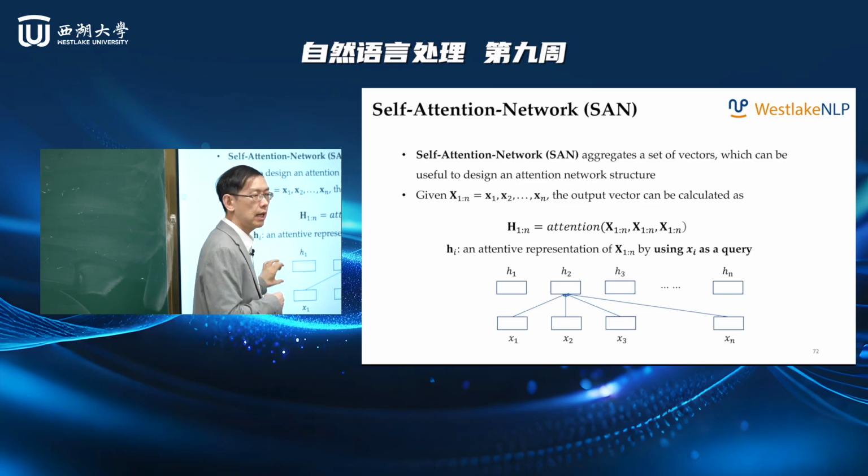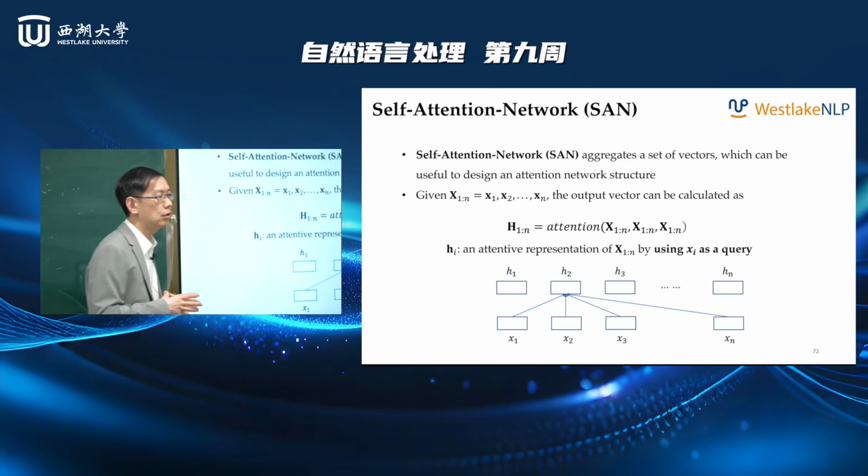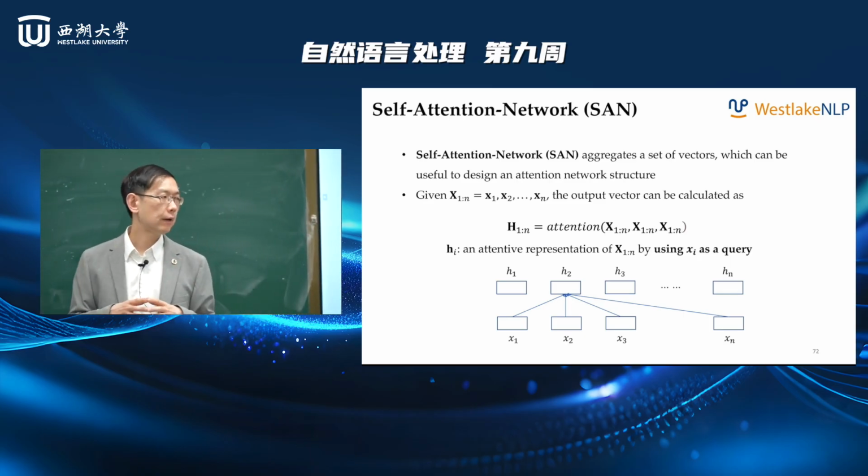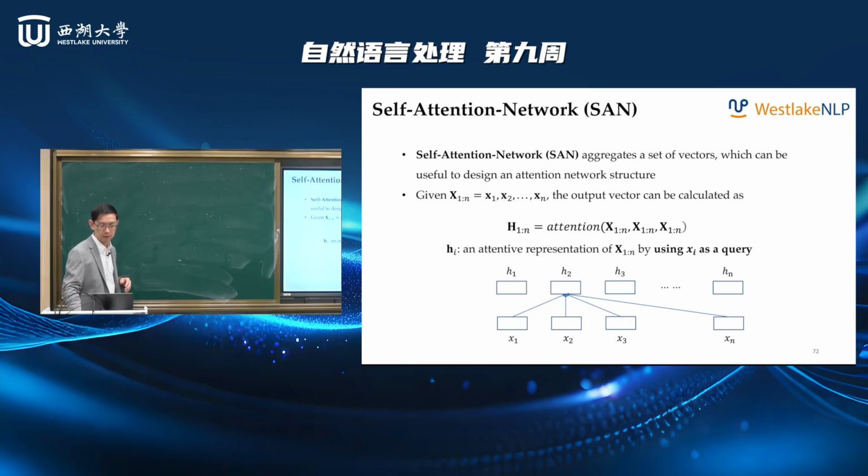But if you just stack linear aggregations, no matter how many stacked layers, you're still linear, right? So we have to introduce some nonlinearity to it. How can we do that? Okay?